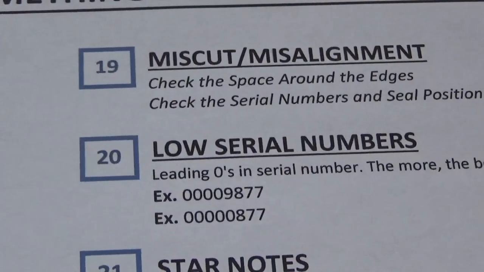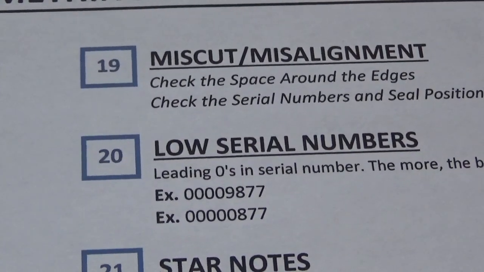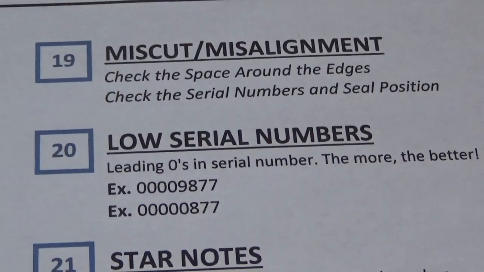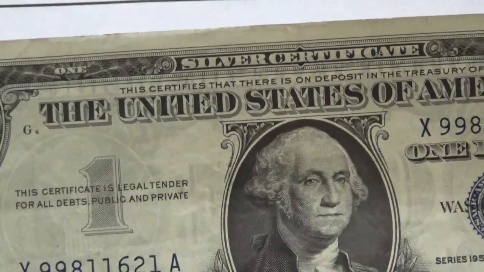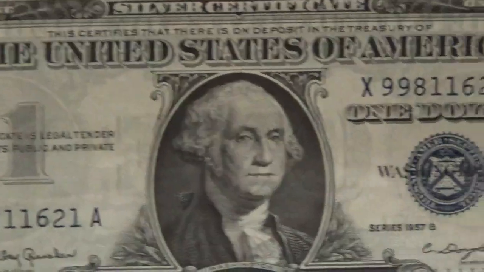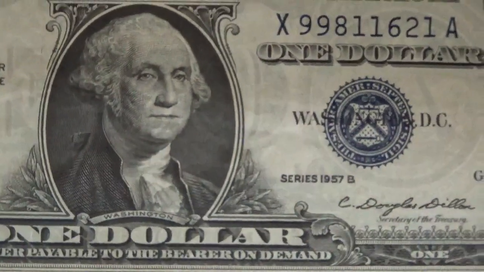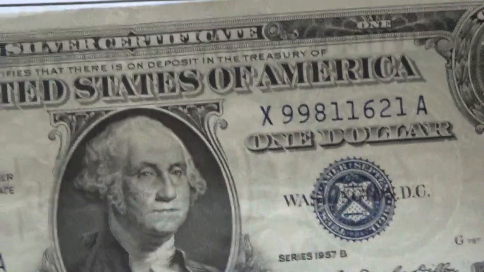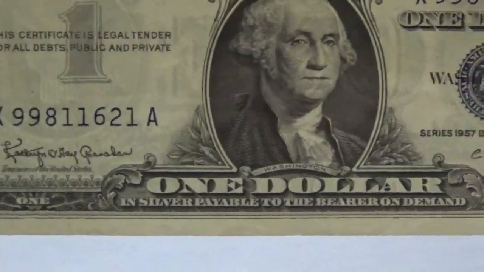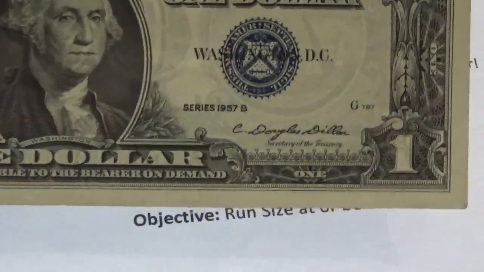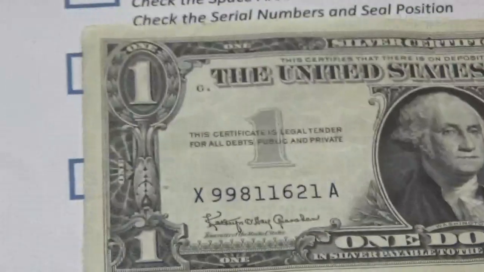Miscut, misalignment. So with these bills, we're checking the space around the edges, the serial numbers, and the seal position. I came across one of these recently. I did a short video on it. This is a silver certificate, okay? Just a really, really cool bill, blue seal there, series 1957B. And if you notice the corners, everything looks pretty proportionate. Basically nothing to see here other than the coolness of the silver certificate. But let me put that down for a minute.